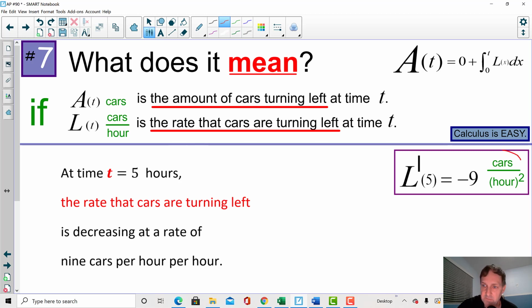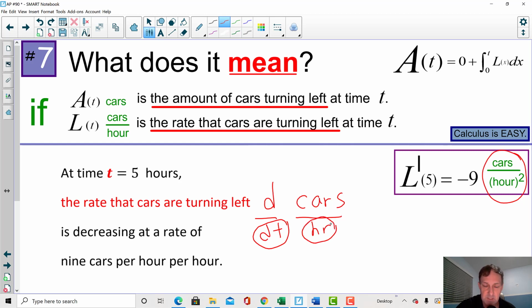Again, how did I get units of cars per hour squared? Well, L of t has units of cars per hour, and I'm doing the derivative of that. So I'm doing d dt. So dt has units of time, which is also the same time as this. It's hours. So it's kind of like we have 2 hours on the bottom being multiplied together. So we end up with cars per hour squared. So that's one way you could think about it. And that's the reason why we have hours squared on the bottom.